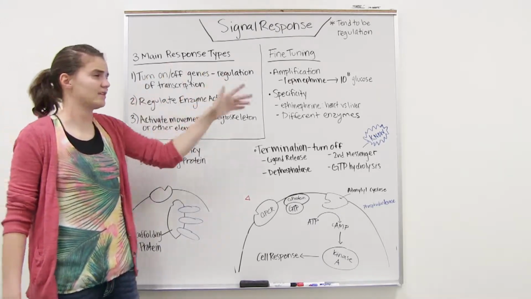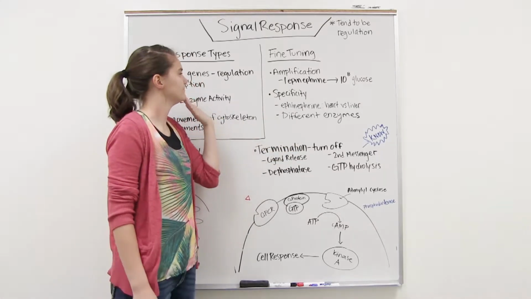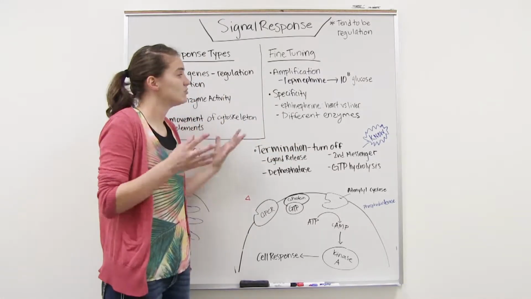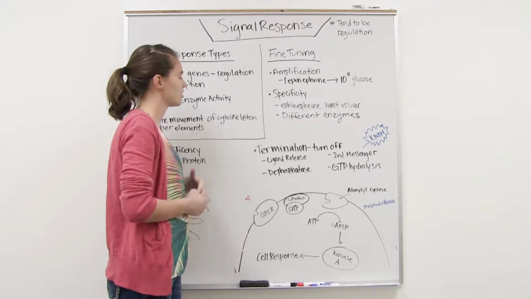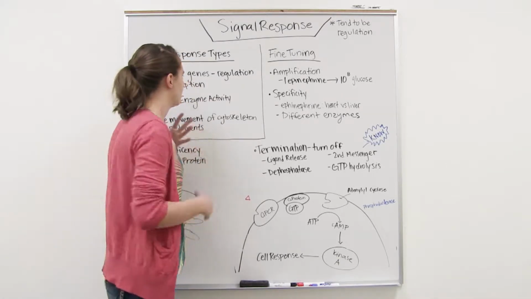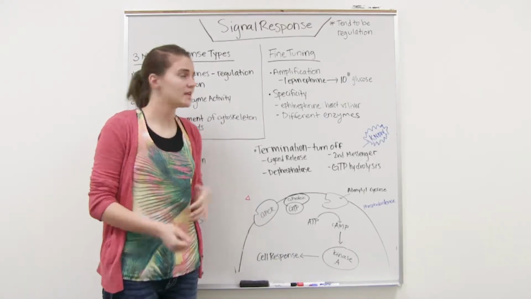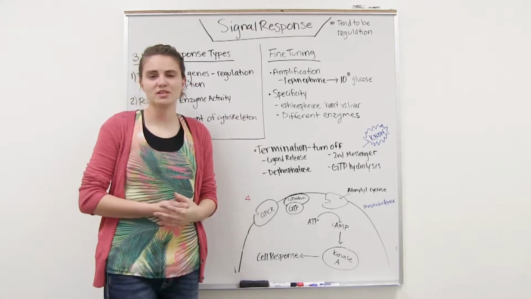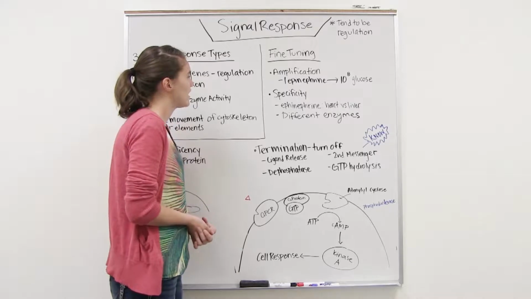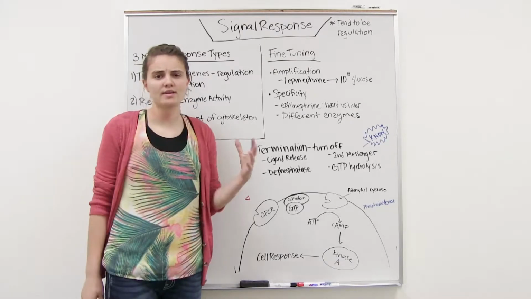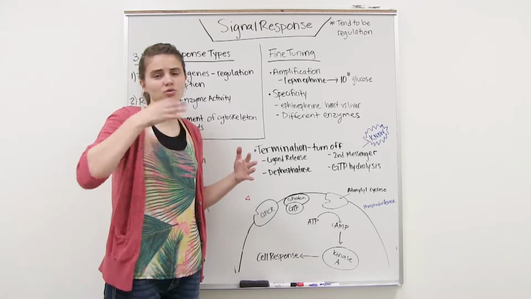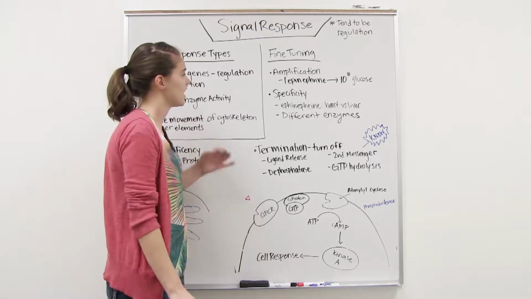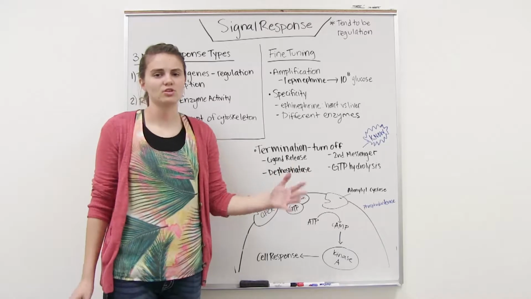But now we're going to talk about fine-tuning, or how we fine-tune, I guess that's why it's called fine-tuning, different parts of this whole process. The first thing is amplification, and I've mentioned this in other videos, but in amplification we take one initial signal molecule, and we use it to create a ton of product, or a large cellular response.